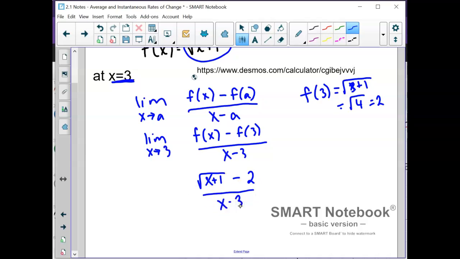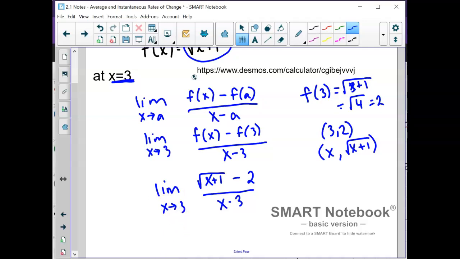The other way to think of this is that your one point that you're looking at is the point 3, 2. Your other point is x, f of x, but we said f of x is square root of x plus 1. So these are the 2 points that you're using, and you're doing slope formula with these. So square root of x plus 1 minus 2 over x minus 3. That'll get you straight to here if you want to skip those first things that I wrote down. And of course, we're looking at this limit as x gets closer and closer to 3. So here we have our limit set up.